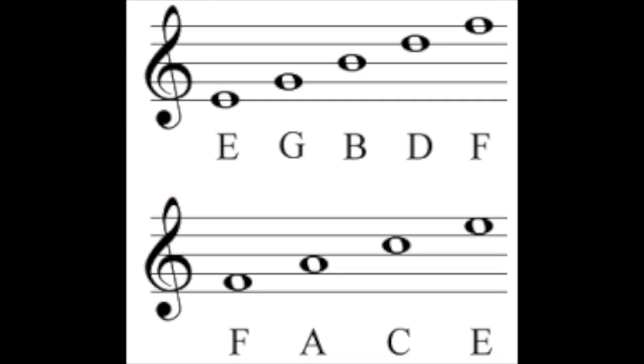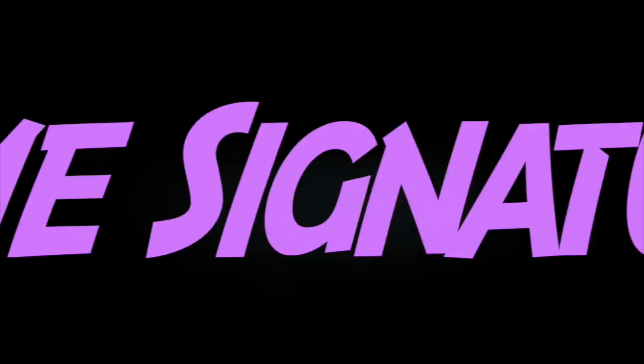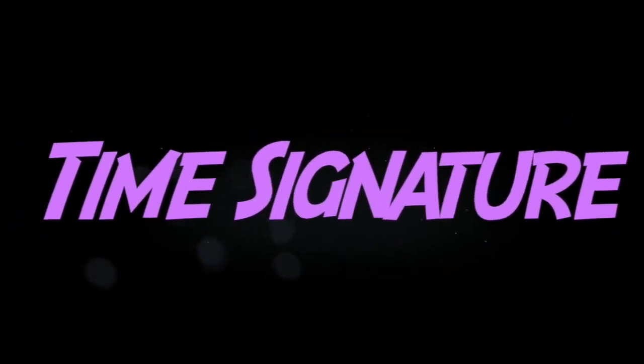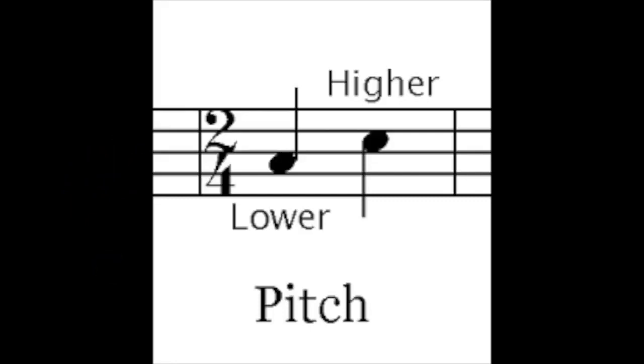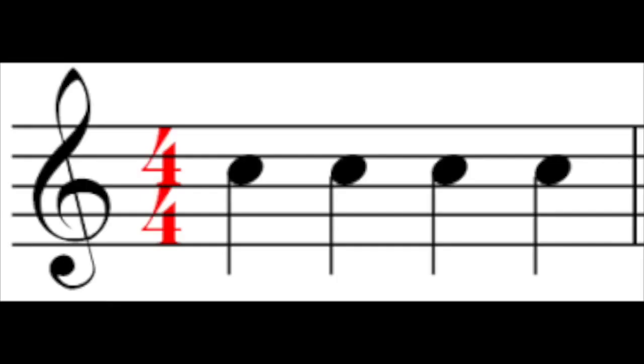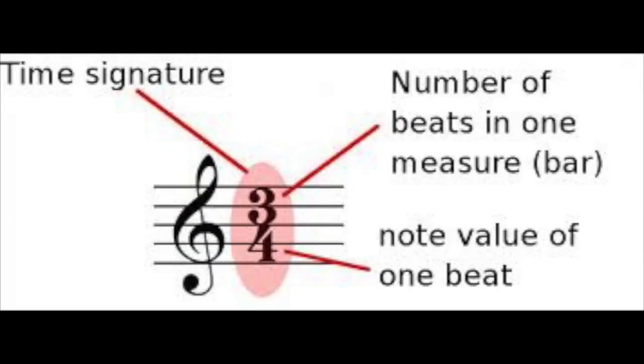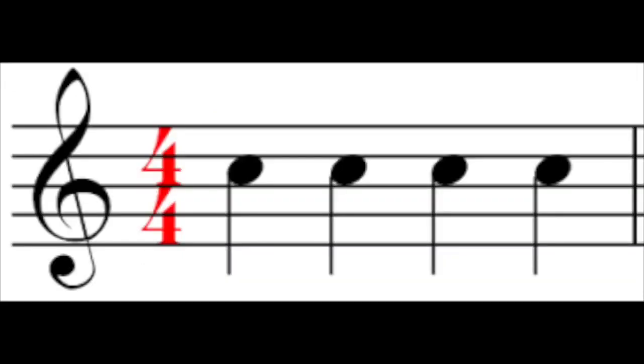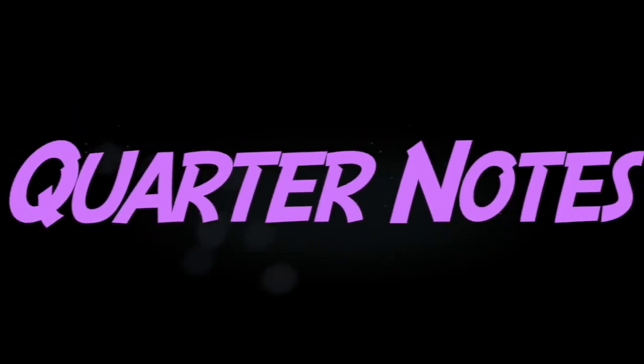We also need to look at another concept before we get started: time signature. This is something that appears on the staff next to the clef. It looks almost like a fraction, and it tells you how many beats can fit into one measure. The top number tells you this, while the bottom number tells you which notes are equal to one beat. In this example, there are 4 beats per measure, and the quarter note equals 1 beat.